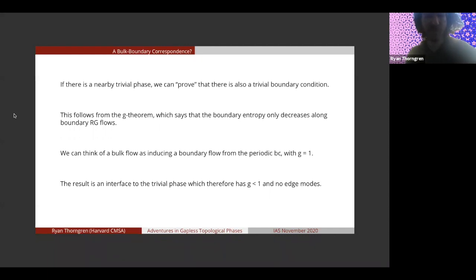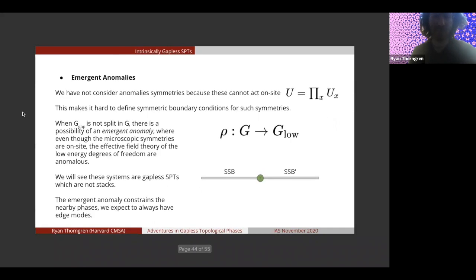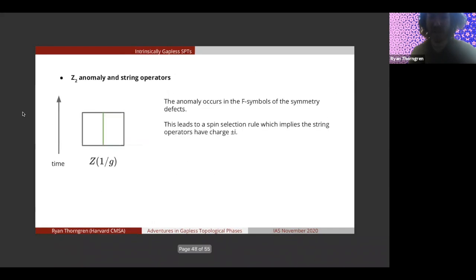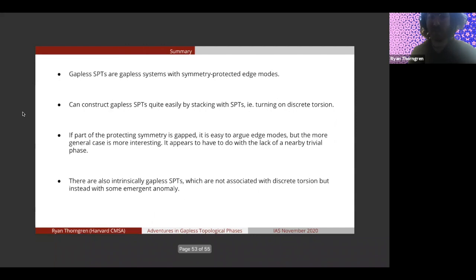But the other direction is very mysterious. I guess you'd want to argue that somehow all Cardy states of G less than 1 are associated with nearby gapped phases, right? So yeah, I'm not sure how to do that, but I think it's a very cool type of question. So I was going to tell you about these intrinsically gapless SPTs, but maybe I can tell you in the meeting afterwards.